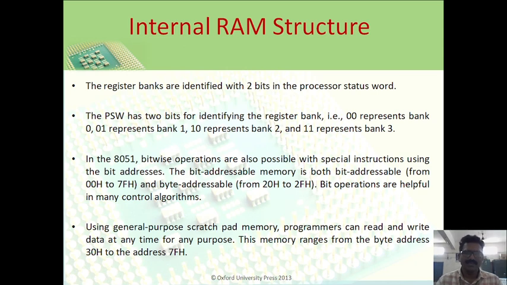The register banks are identified with 2 bits in the program status word flag register. So the PSW has 2 bits to identify the register bank: 00 represents bank 0, 01 represents bank 1, 10 represents bank 2, 11 represents bank 3. In the 8051, bitwise operations are also possible with special instructions using the bit addresses. The bit addressable memory is bit addressable from 00 to 7F and byte addressable from 20 to 2F. Bit address operations are helpful in many control applications.